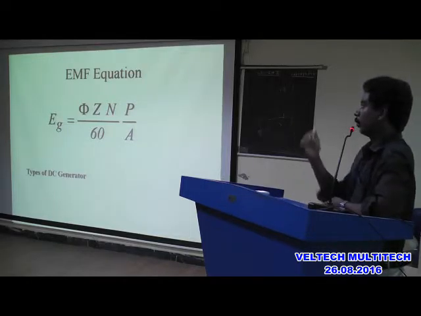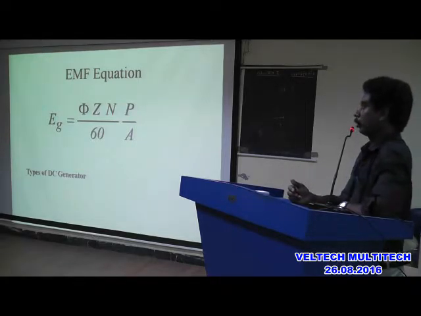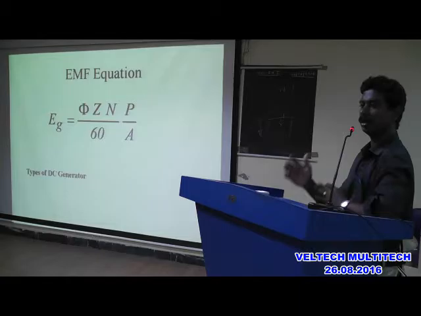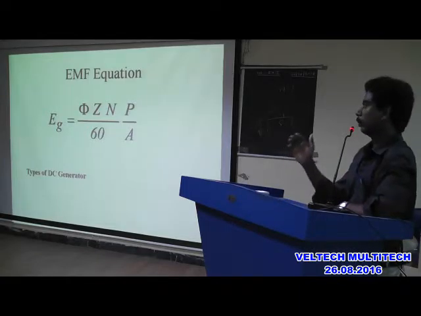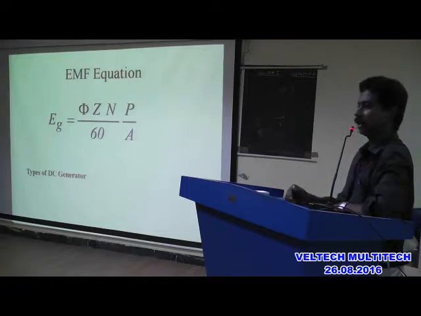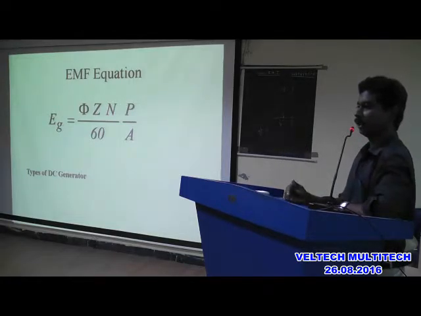EMF will be induced. Then the number of poles. Instead of 2 poles, if you have 4 poles in the DC generator, there is more flux inside the machine, so more EMF will be induced. But the total number of conductors and the number of poles is fixed once the machine is designed. You cannot vary them. But by adjusting the field current in a DC generator, you can vary the flux, so that you can vary the generated EMF.